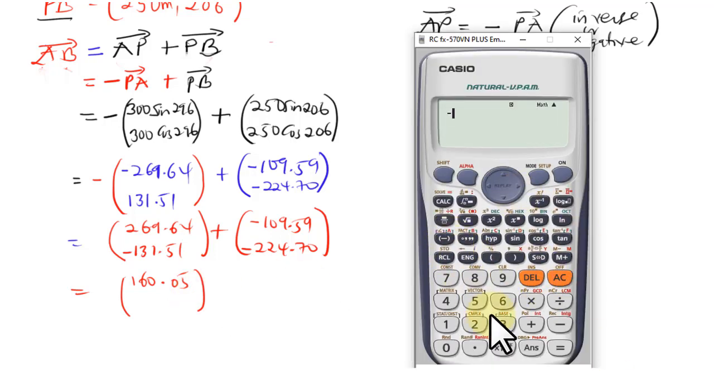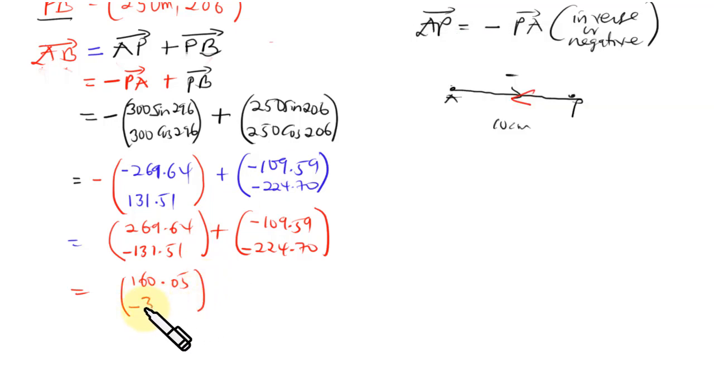Let me check the other one too: negative 131.51, then plus negative, which is the same as just typing minus, 224.70. That gives negative 356.21. So that is the vector AB. Let me put the vector AB here.